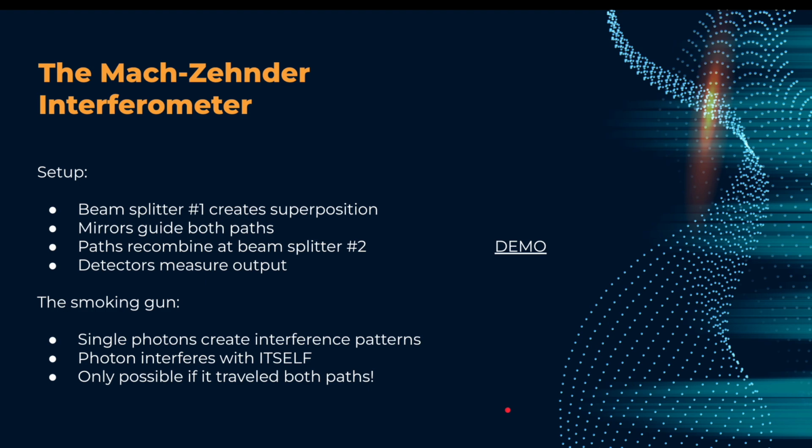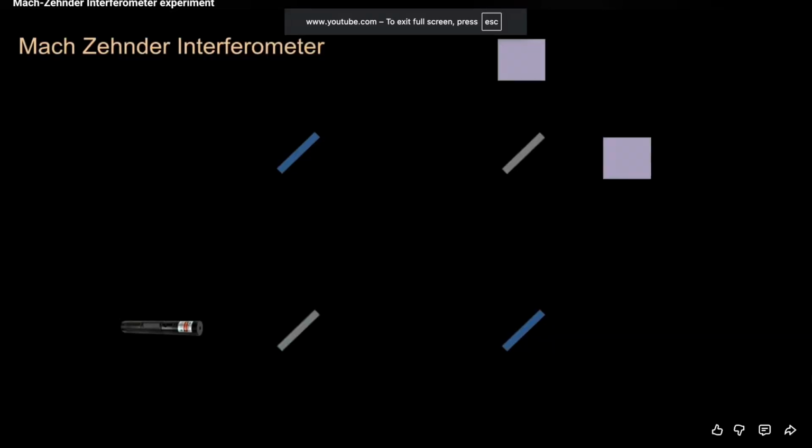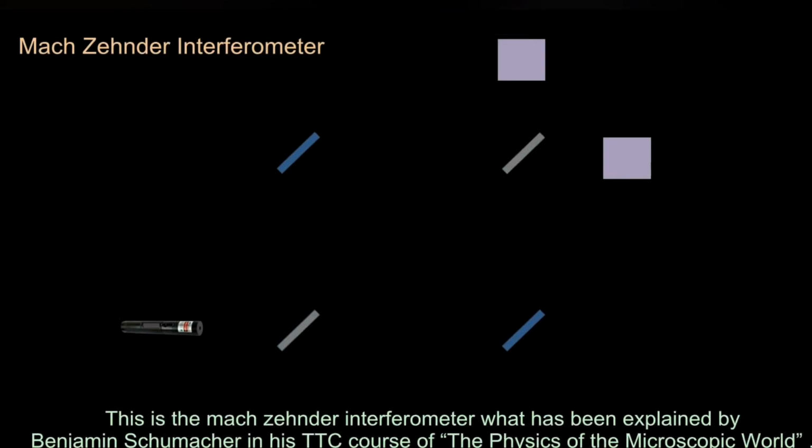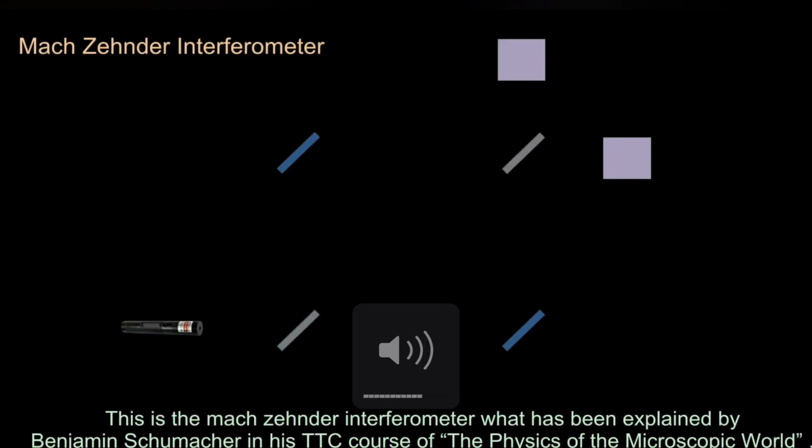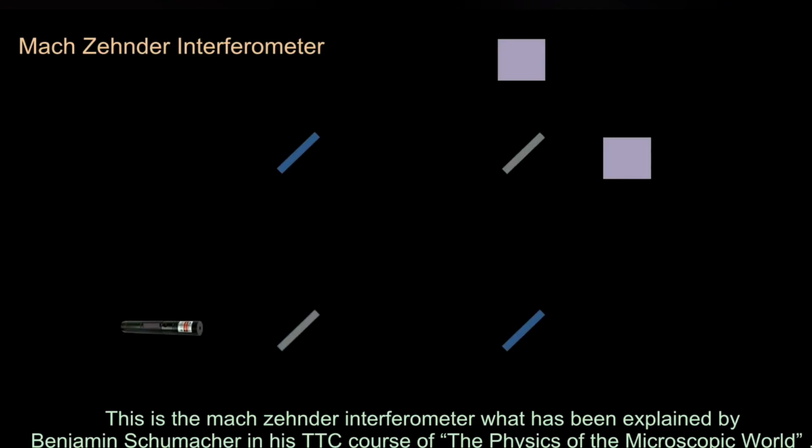Let's look at an example for the beam splitter. It's called the Mach-Zehnder interferometer. This is the Mach-Zehnder interferometer, as explained by Benjamin Schumacher in his TTC course, The Physics of the Microscopic World.